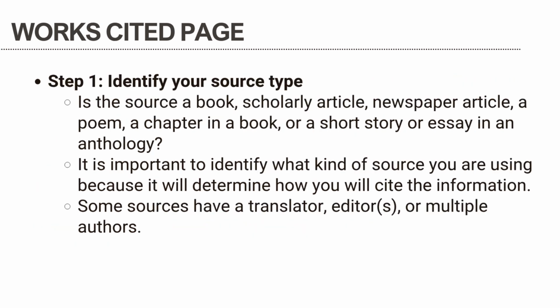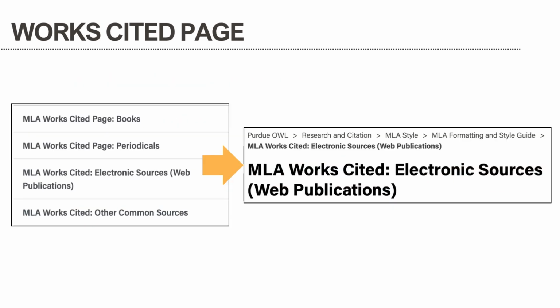So when you're building the works cited page, the first step is to identify the type of source that you have. Is it a book? Is it a YouTube video? Is it a piece of artwork? Is it a personal interview? A newspaper article? You have to first figure out what type of source it is, because that's going to dictate how you cite it on the works cited page. And sometimes if there's a translator, an editor, or multiple authors, there are certain ways you have to format that.